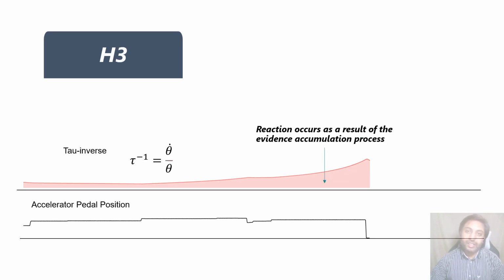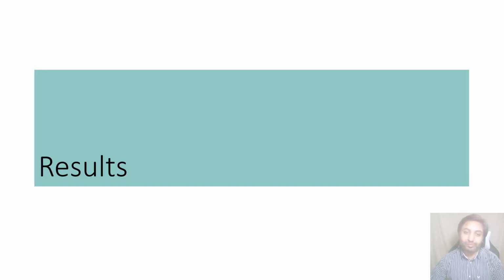In the third hypothesis, we assumed that drivers do not use a specific value of threshold to react to a certain car following state, but rather a driver accumulates the tau inverse or angular velocity over time and then responds whenever that accumulated value of the visual variable exceeds a certain threshold.